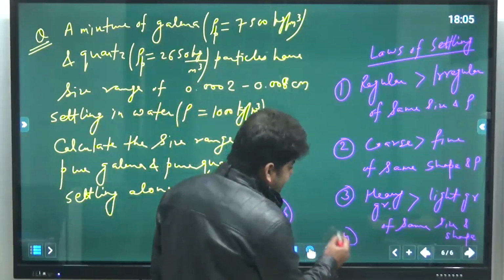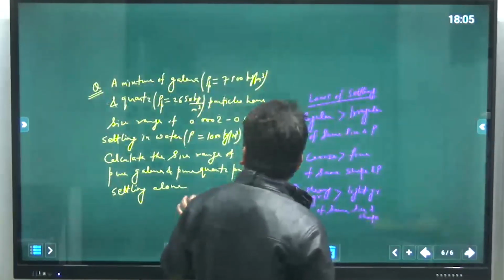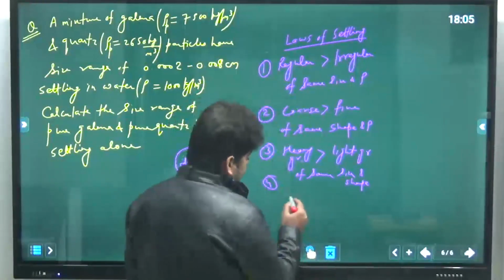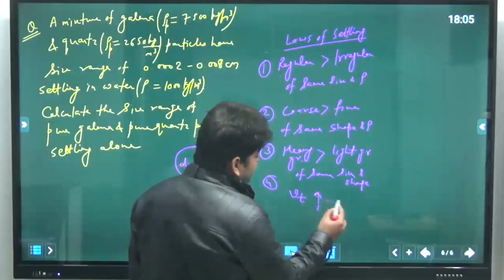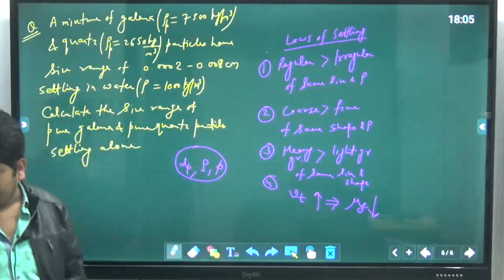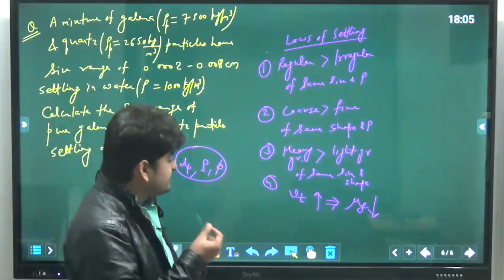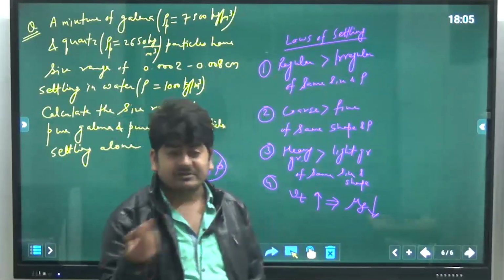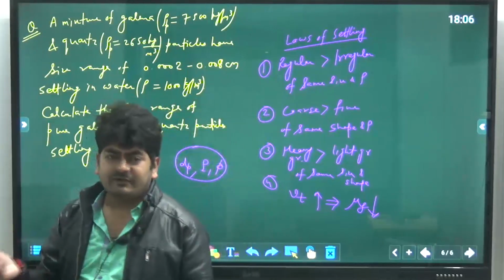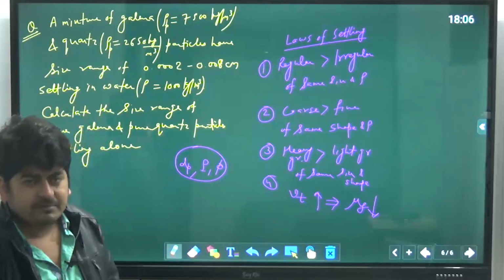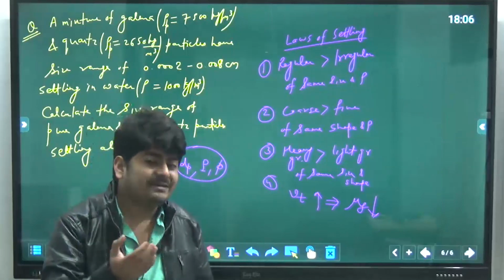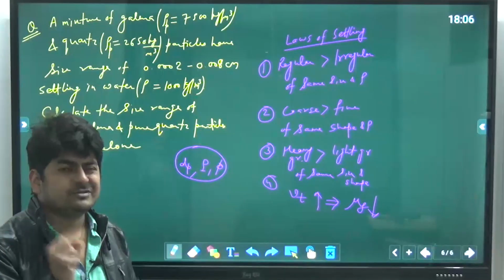And the fourth one is: the terminal settling velocity of the particle increases as the viscosity of the fluid decreases. Okay, in the fluid, as the viscosity decreases, terminal settling velocity will increase. And how does the viscosity of the fluid change, as per the temperature, pressure, whatever it is. For gases, on increasing temperature, viscosity increases. For liquids, on increasing temperature, viscosity decreases.